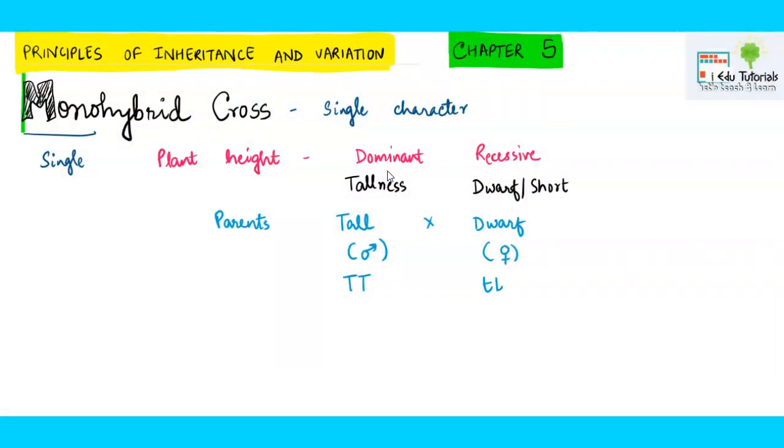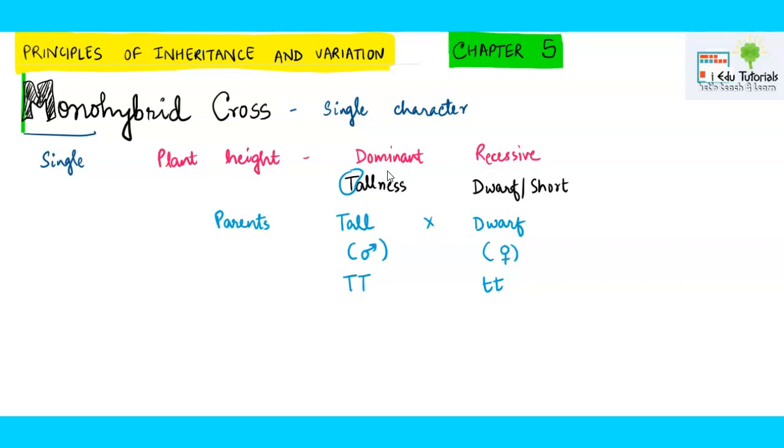We will be taking small t and small t. Remember, whenever you are taking the alleles, they are taken as per the first alphabet of the dominant trait. So here tallness starts with alphabet T. That's why I have taken capital T for the dominant trait and small t for the recessive trait. You will never ever take small d. It has to be taken in contrast to the alphabet which you have taken for the dominant trait.